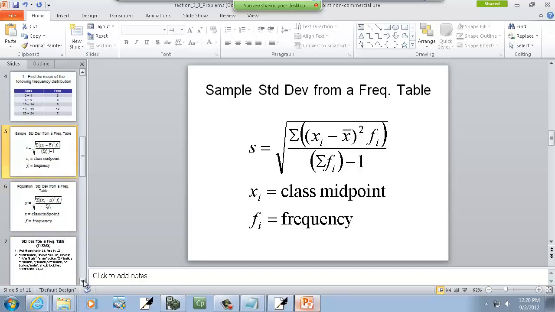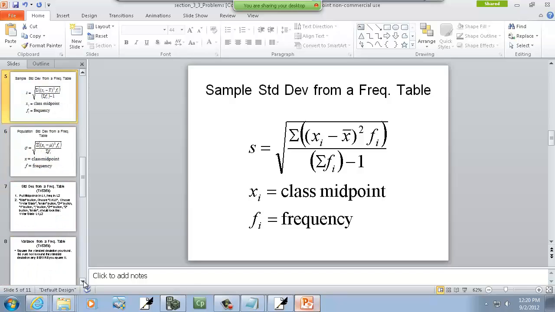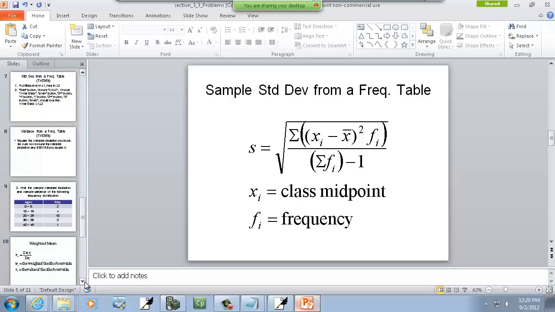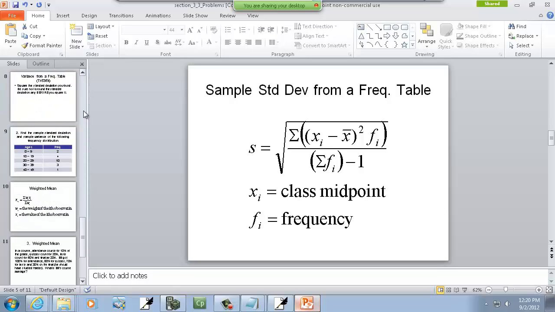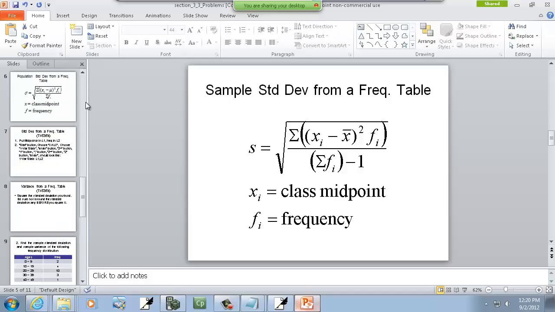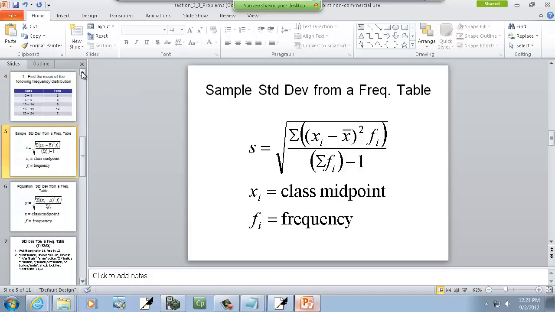Okay, the next thing: sample standard deviation from a frequency table. Let's first talk about this. We've got s is equal to the square root of the sum of x sub i minus x bar squared times f, all divided by the sum of f's minus 1.